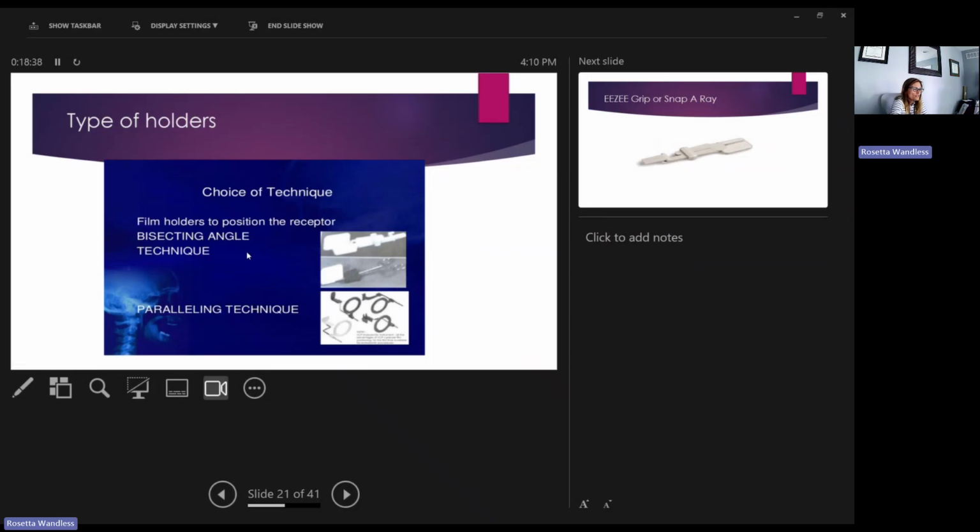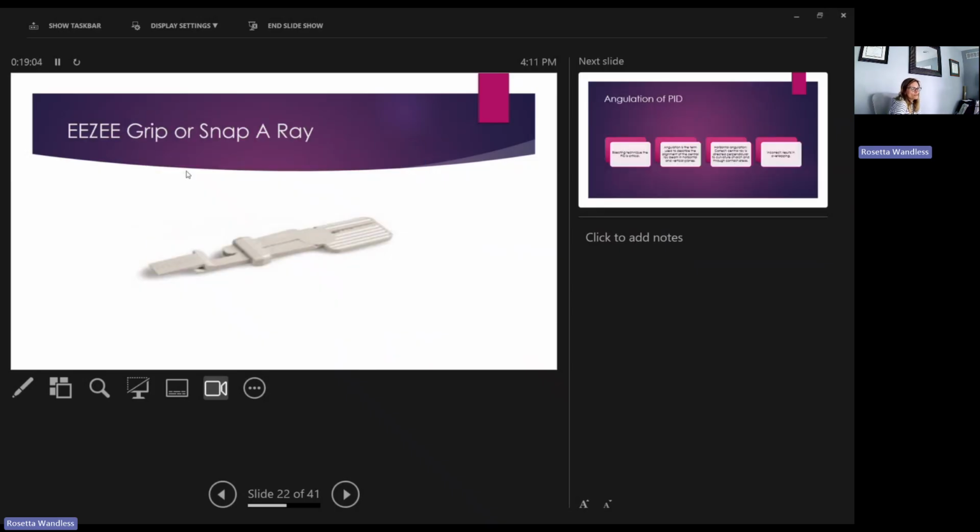Different types of holders. So here's an example. For bisecting angle technique, these are the Easy Grip, and you can also see a forceps being used because we can't fit anything else in their mouth. And then paralleling technique, which you're more familiar with, has these color-coded holders: your bitewing, your anterior, your posterior, and your endo XCP.